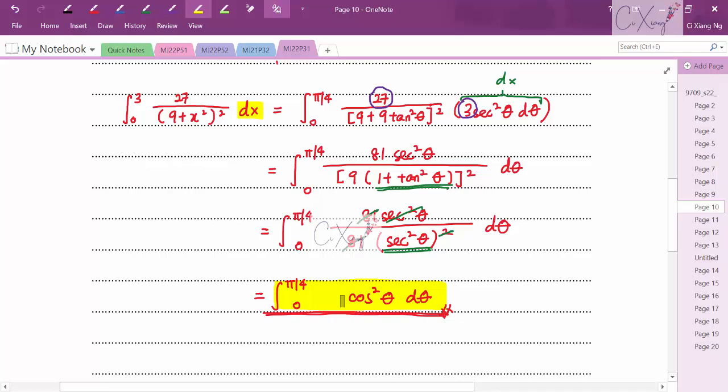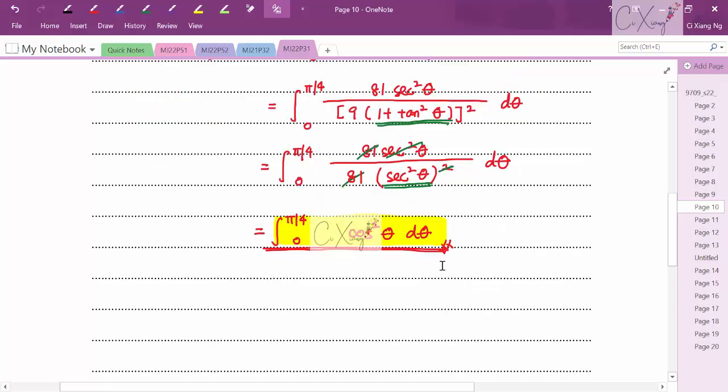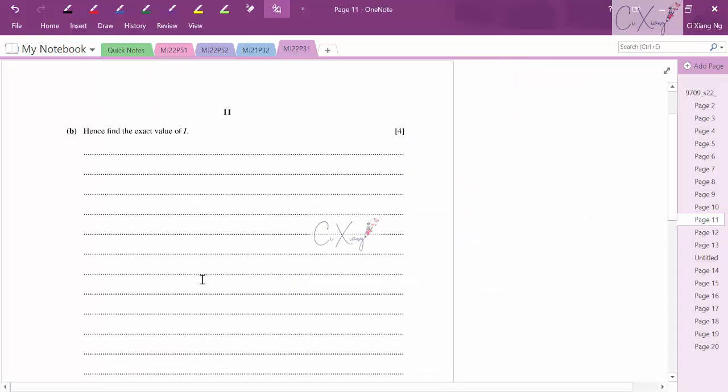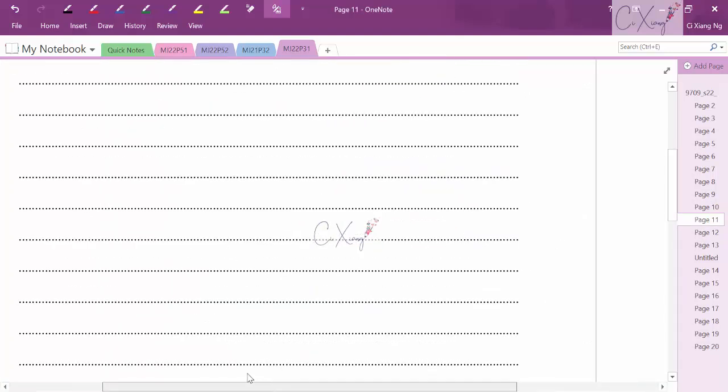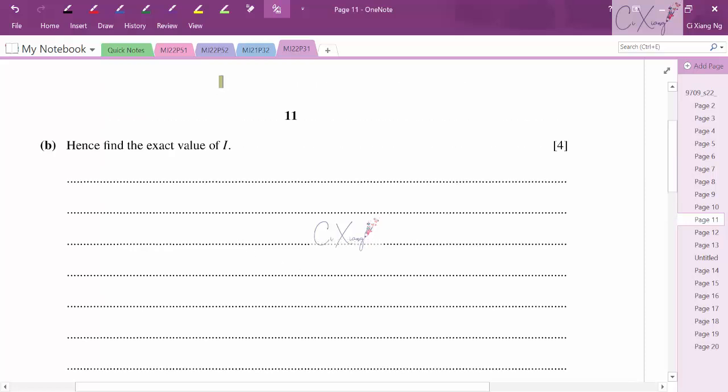All right, okay, then now we can proceed to part B. For part B, they want us to find the exact value of I. To find the exact value of I, you have to apply the integration for pi over 4, 0, then cos square theta. To integrate cos square theta, I have to change it to a trigo function without the square.